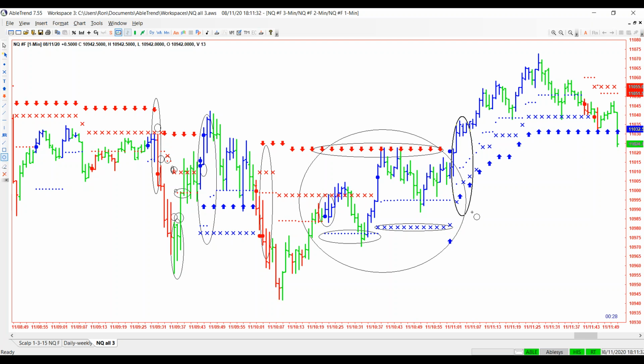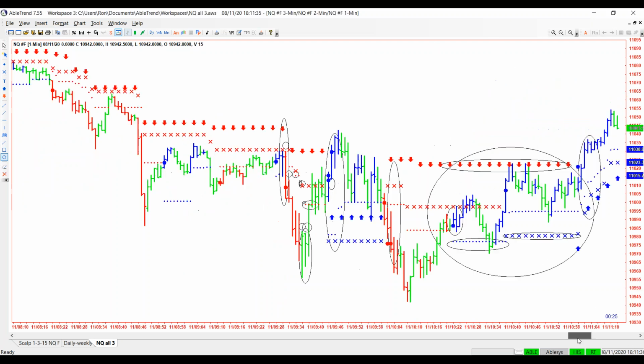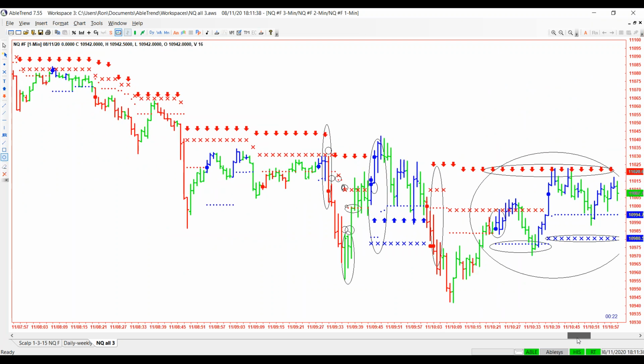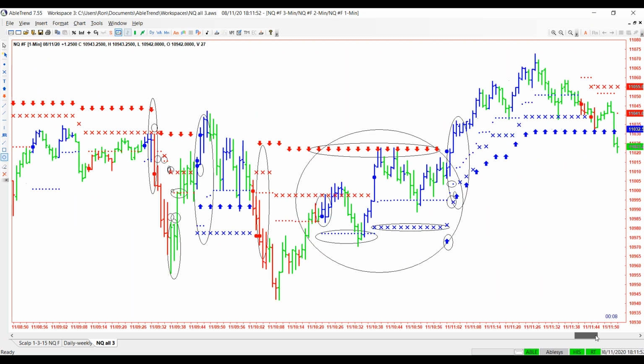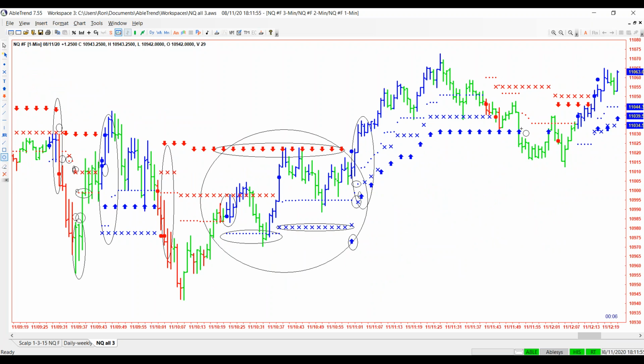Triple confirmation buy signal right there. That's what we're looking for. When you're looking at it live, you go, there we go. There's the arrows, beautiful. Crosses, dots, everything is blue. Those are the different buy signals on the different time frames. So we're going to go long, we're going to buy it at the close of that bar, up and away we go. Got a 2 green bar exit there.